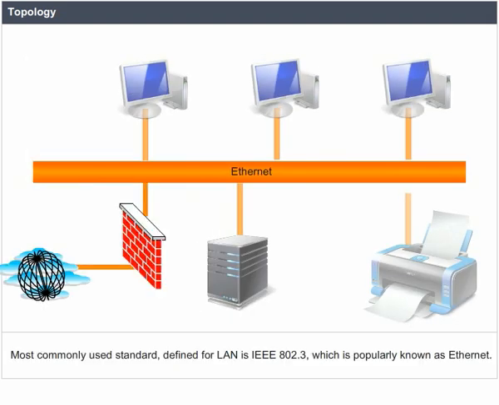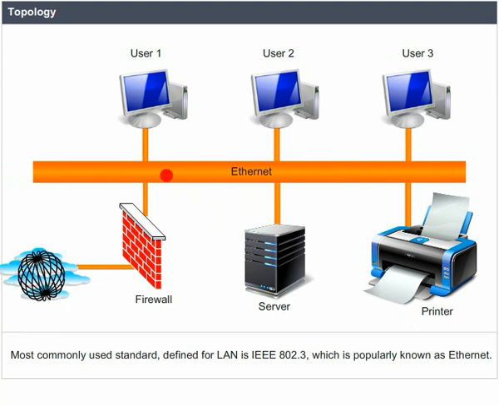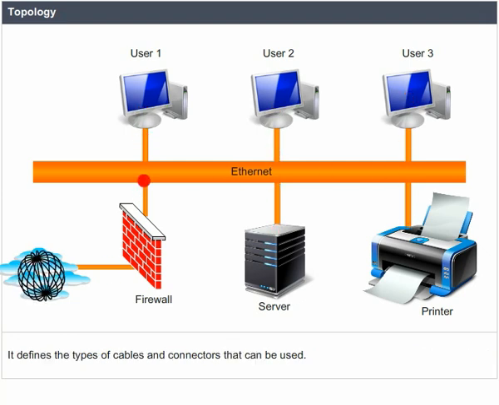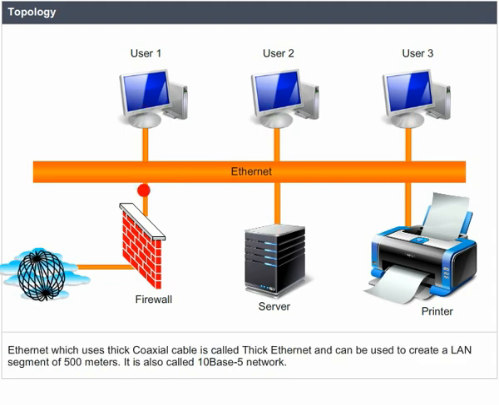The most commonly used standard defined for LAN is IEEE 802.3, which is popularly known as Ethernet. It defines the types of cables and connectors that can be used. The data transmission rate is usually 10 Mbps. Ethernet which uses thick coaxial cable is called thick Ethernet and can be used to create a LAN segment of 500 meters. It is also called 10-base-5 network.